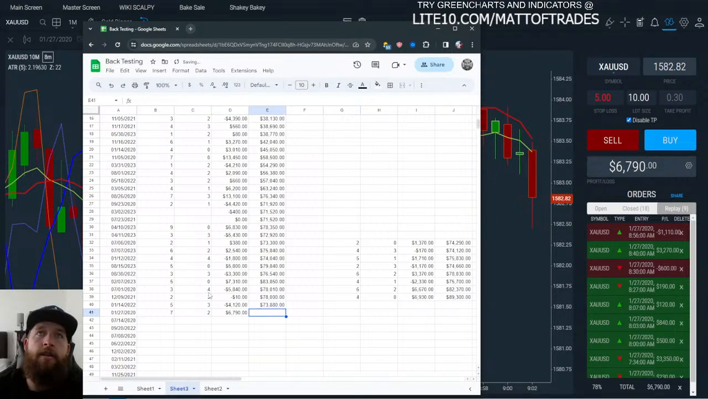6790 is our P&L. Our new total is 80,670.